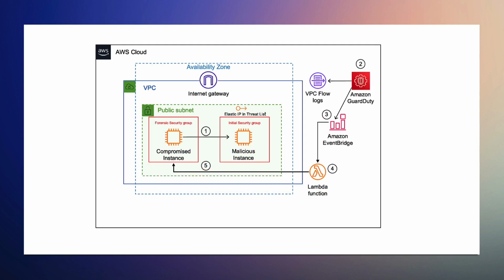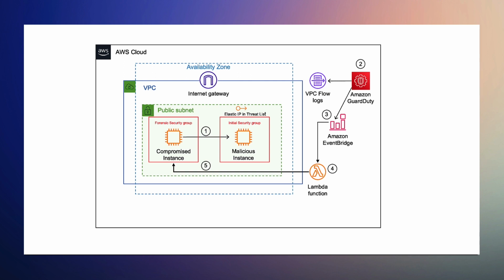As we go through the configuration, we're going to end up with this final solution. Our final solution is going to have a second security group called Forensic Security Group that our compromised instance gets moved into. As the compromised instance and the malicious instance communicate with one another, GuardDuty will produce a finding.